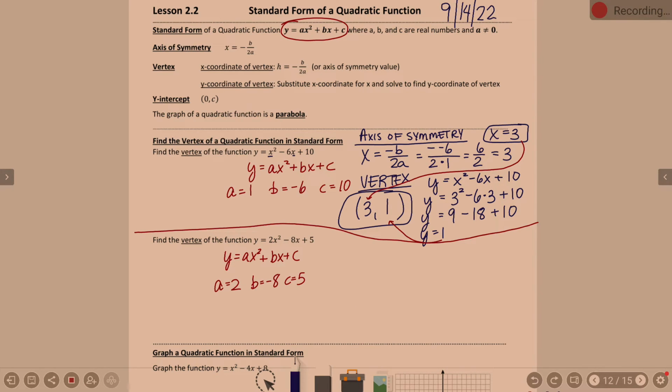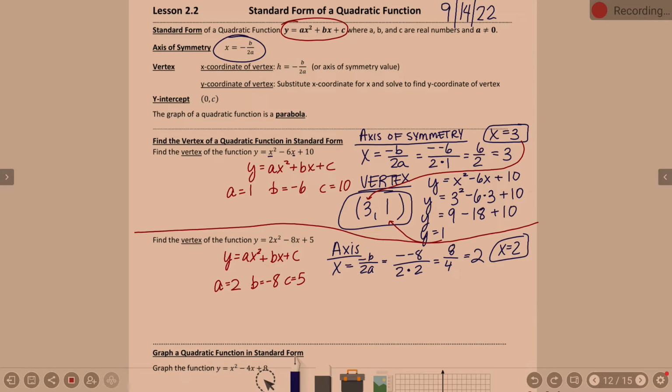Now, before I can find the vertex, the first thing I have to find is axis of symmetry. What's my formula for finding axis of symmetry? X equals negative b over 2a, right? So negative of b, again, b is already a negative, isn't it? So negative of negative 8 is going to be positive 8 over 2 times a. So this time it's 2 times 2. We end up with 8 over 4, and 8 divided by 4 is 2. So axis of symmetry is x equals 2.